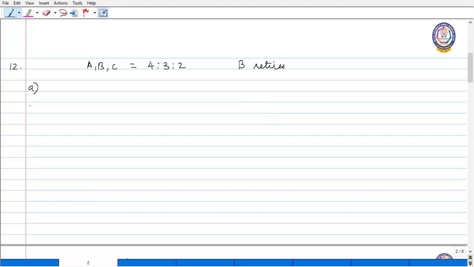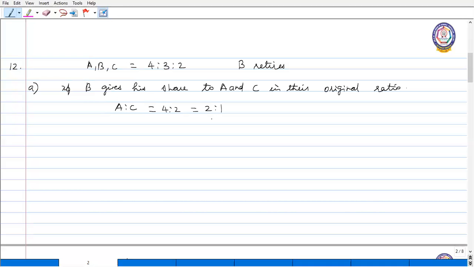So case number 1 is if B gives his share to A and C in their original ratio. Okay, so the original ratio of A and C is 4:2, which is 2:1. So B is going to give his share to A and C in their original ratio itself.